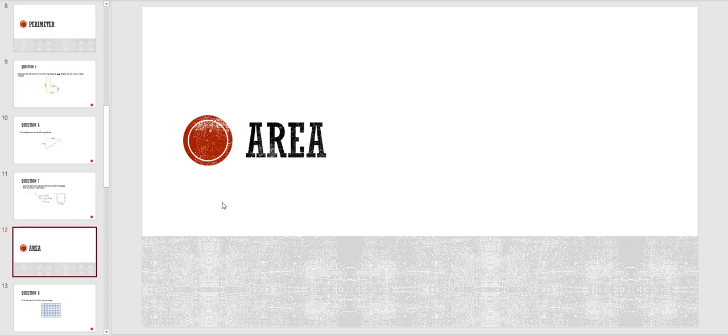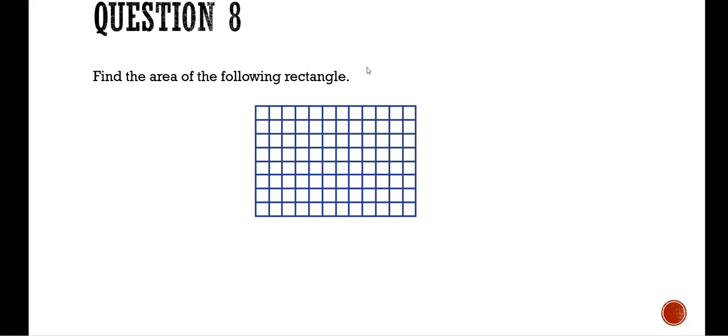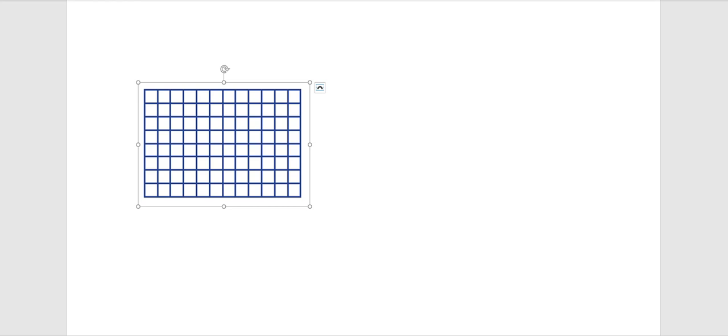Okay, the next section we are working on now is area. And question 8 asks us, find the area of the following rectangle. So I can see this rectangle, they're actually showing us the area by breaking it up into all of these squares. So yes, you can count all of these squares individually, but we know a faster way. The area of a rectangle is simply length times width. So the length is 1, 2, 3, 4, 5, 6, 7, 8, 9, 10, 11, 12. Now they haven't given us units, so we can just say 12 units.